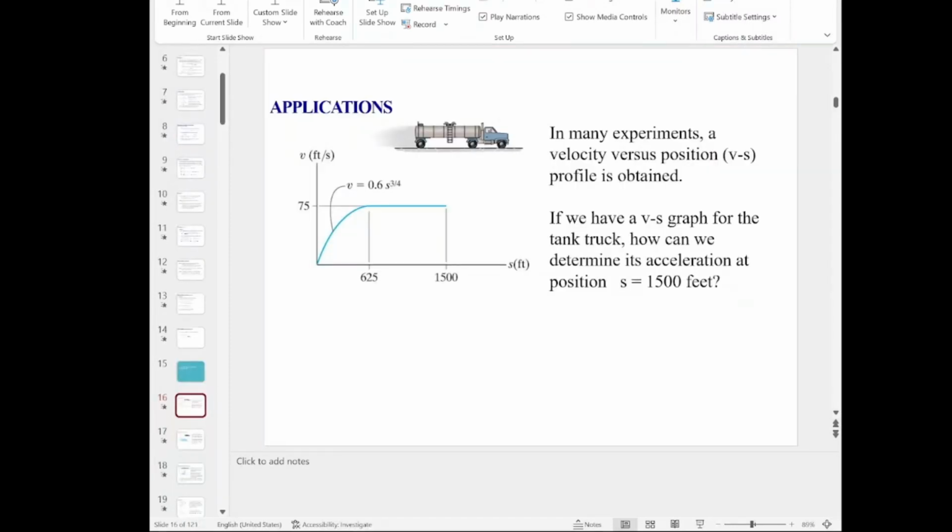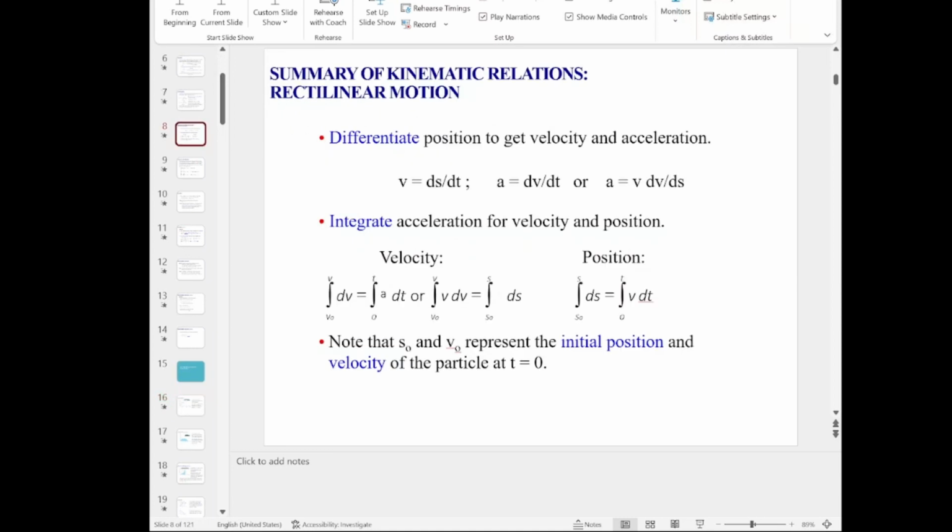Okay, here's an application where velocity is given as a function of position. And the question is asking to determine the acceleration at a particular position. If we take a look back at what we previously covered in a previous section, the equation we're actually going to use would be this one. We don't have time in the equation. The two variables are velocity and position.